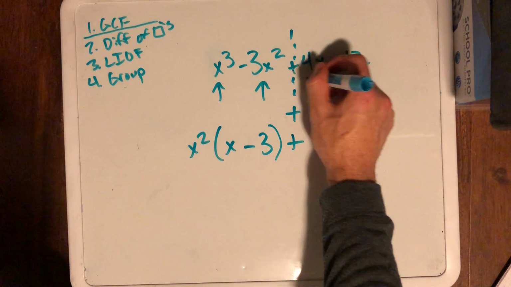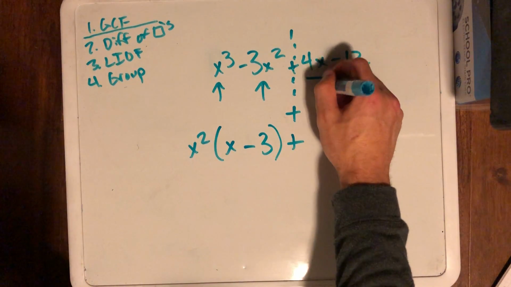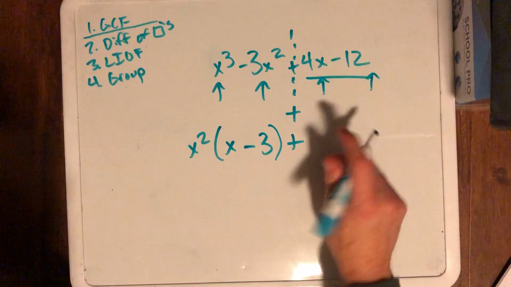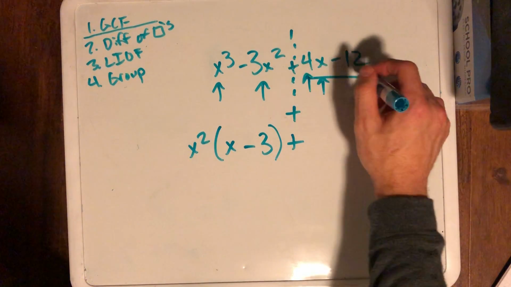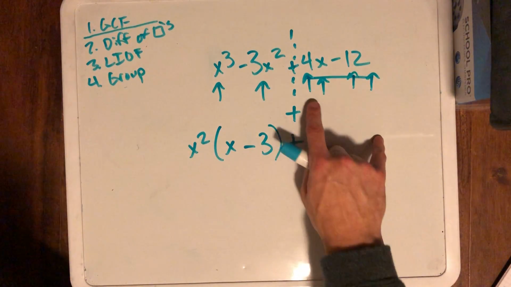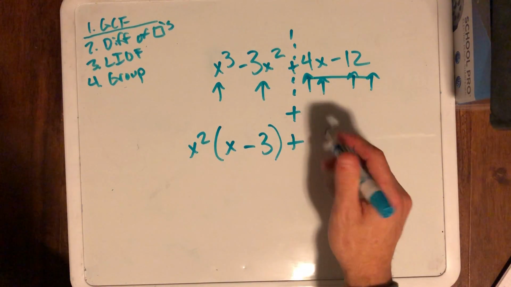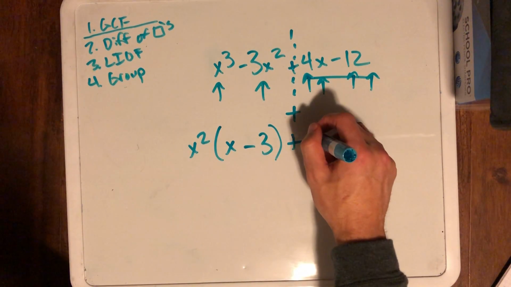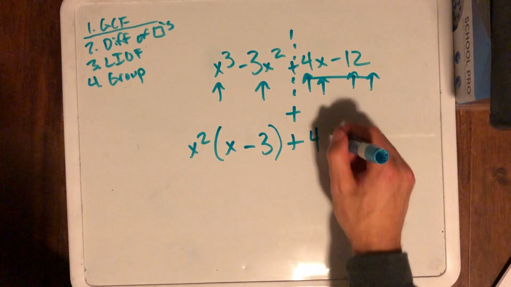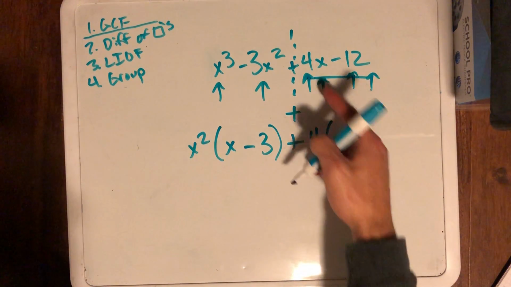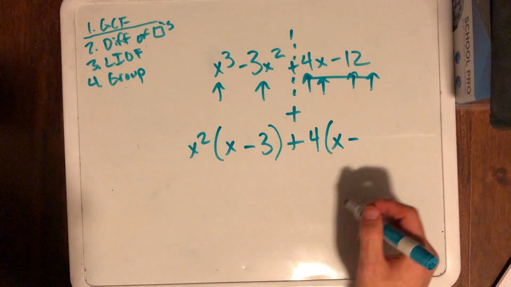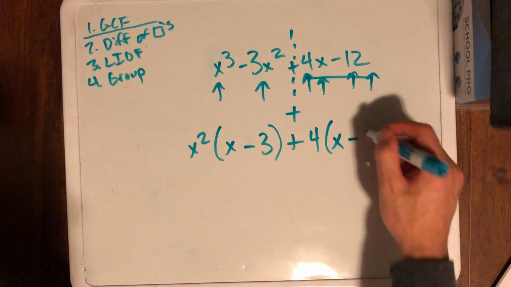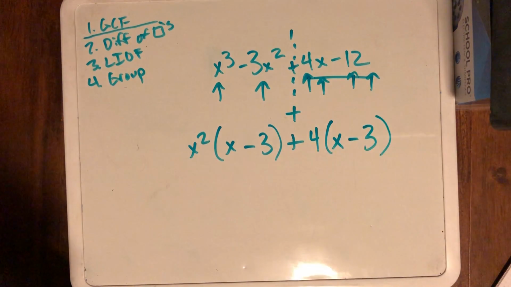Now we're going to look at this term. We look at our x's first, like we like to do. Both terms don't have x's, so we can't pull out any x. Now we look at our coefficients: we have a 4 and a 12. I know from experience that the greatest common factor of 4 and 12 happens to be 4. So I'm going to divide 4x by 4, which gives me x, and then I'm going to divide negative 12 by 4, and that's going to give me negative 3.